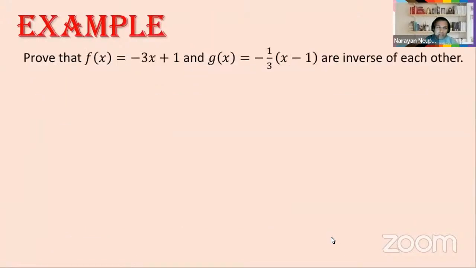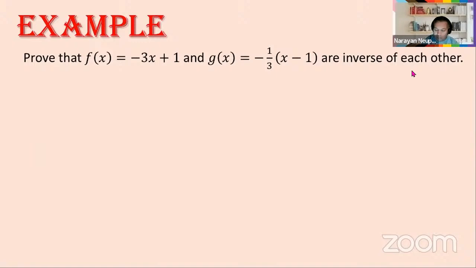So let's get started with the first example. In this one, we are asked to prove that the function f of x equals negative 3x plus 1 and g of x equals negative 1/3 times the quantity x minus 1 are inverse of each other. So two functions are given.